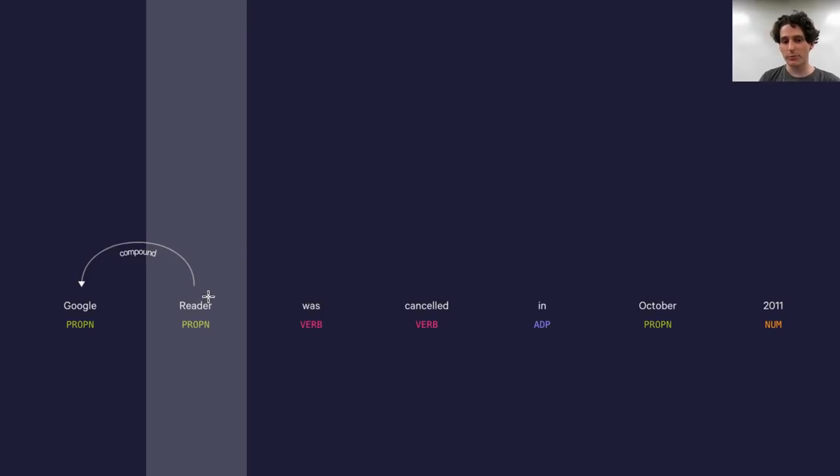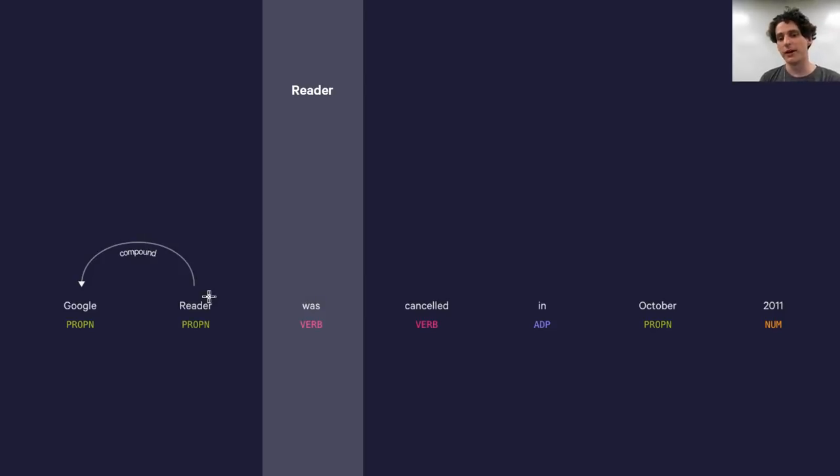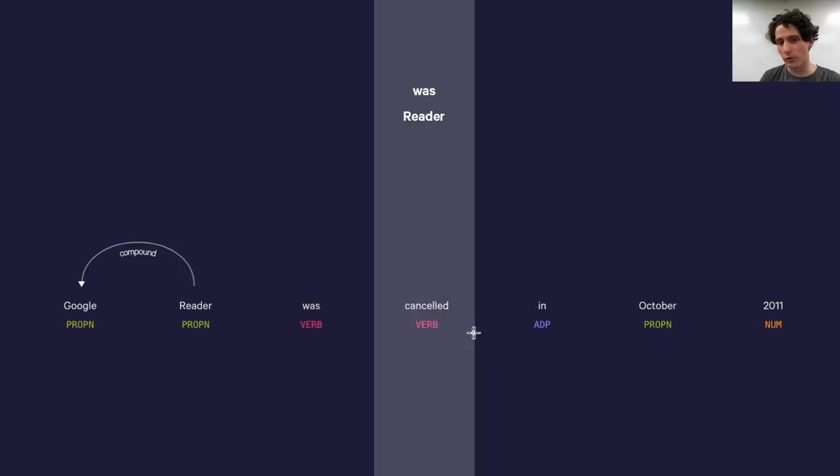So now we make the next move. Clearly we've got no words on the stack, so we should put reader on the stack so that we can continue. Now we're at was, and we want to decide whether we should make an arc directly between was and reader. In this case, no, we want to attach was to cancelled. So we're going to move was onto the stack and move forward onto cancelled. Then here we do want this arc between cancelled and was. So we do another left arc, and so we basically continue here.